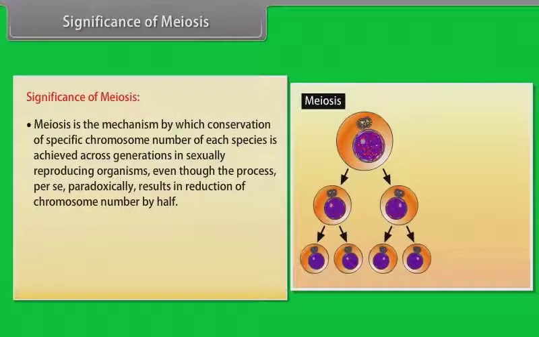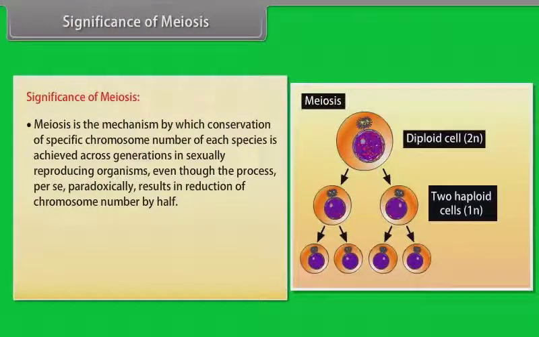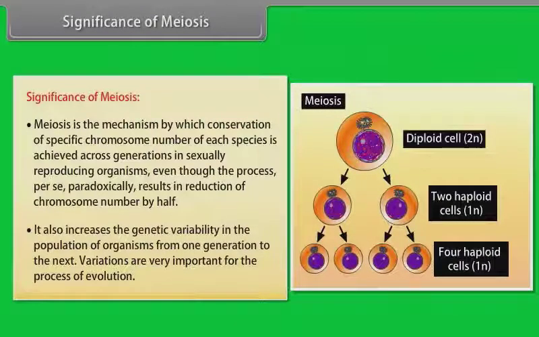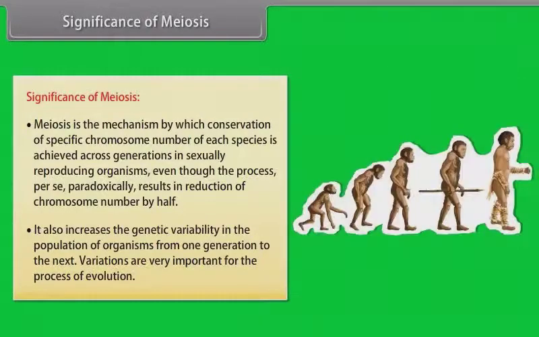Meiosis is the mechanism by which conservation of the specific chromosome number of each species is achieved across generations in sexually reproducing organisms, even though the process per se paradoxically results in reduction of chromosome number by half. It also increases the genetic variability in the population of organisms from one generation to the next. Variations are very important for the process of evolution.